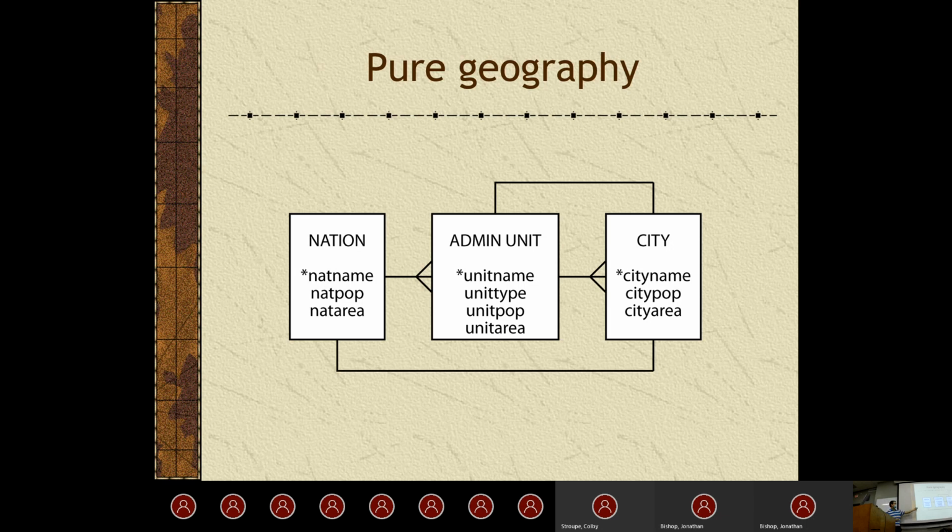Oh, by the way, this asterisk right here denotes the primary key. So in other words, city name is its primary key. That means that inside the city table, the city name will be unique. Is that realistic? Are there 2 Philadelphias? At least 2.